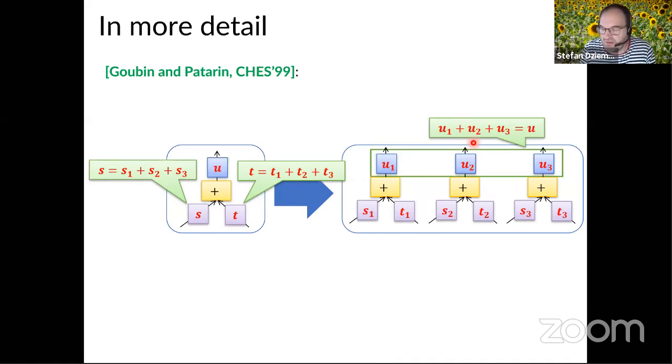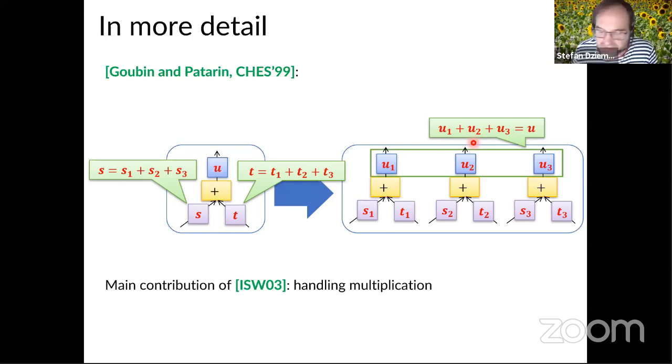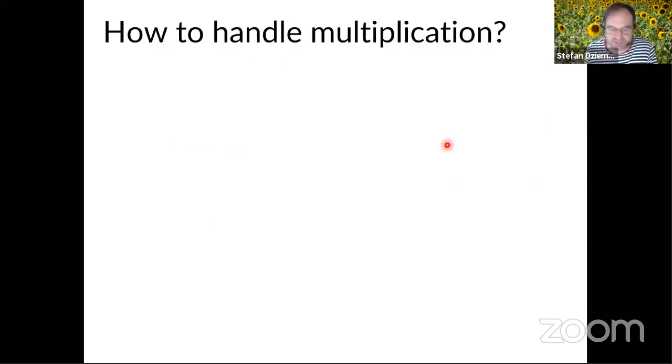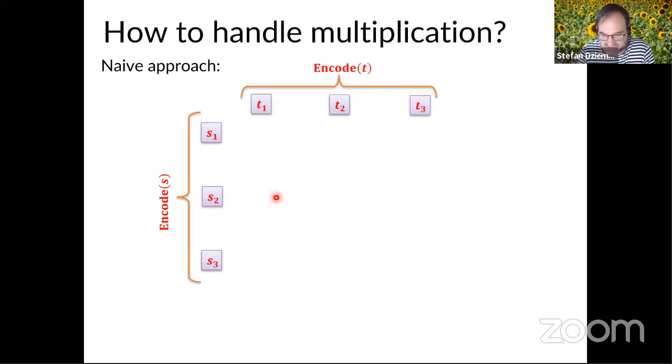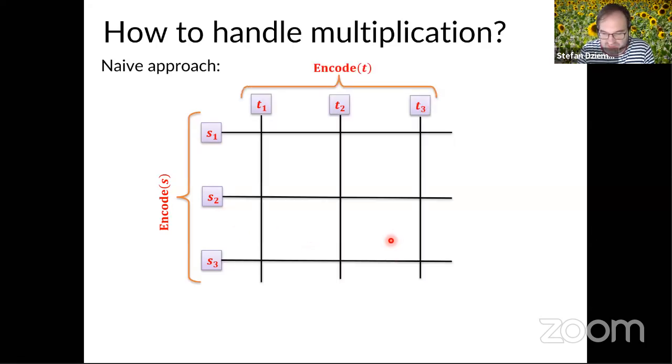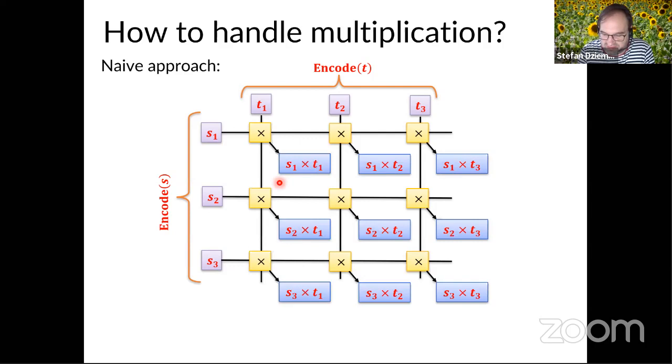Okay. And the main contribution of ISW is how to handle multiplication in this case. So let's look at the multiplication, and let's look at the most naive approach, like how to multiply. You have an encoding of say S and an encoding of T again, and you multiply like this. You could multiply simply each pair of elements, and get each term like this. And then you sum everything. Okay, so this is like a traditional way you would multiply.